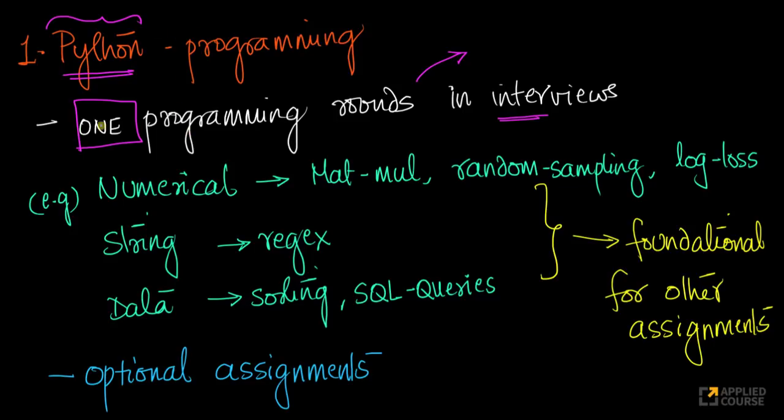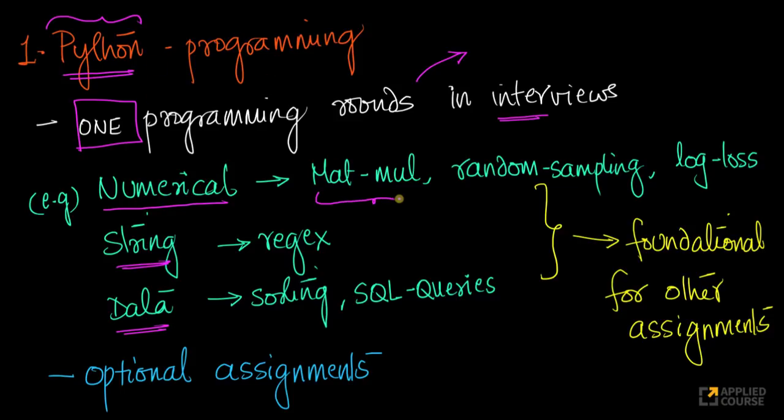Now, within the Python programming and SQL assignments, you can break them further down into 3 types. The first type is numerical programming in Python. The second type is string programming in Python. The third type is data-based programming in Python or SQL. First, let's look at the numerical. I'll give you a few examples so that you understand some of these assignments and the reasoning why we have them.